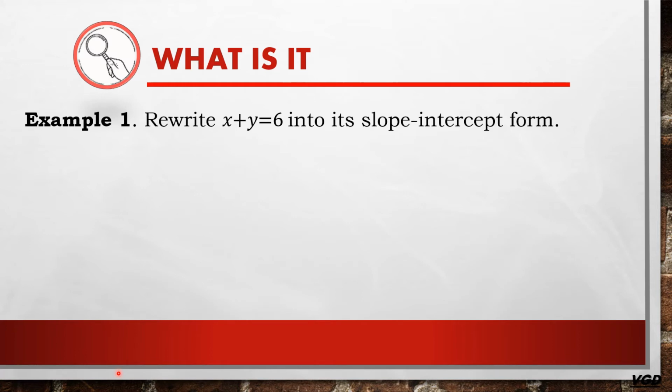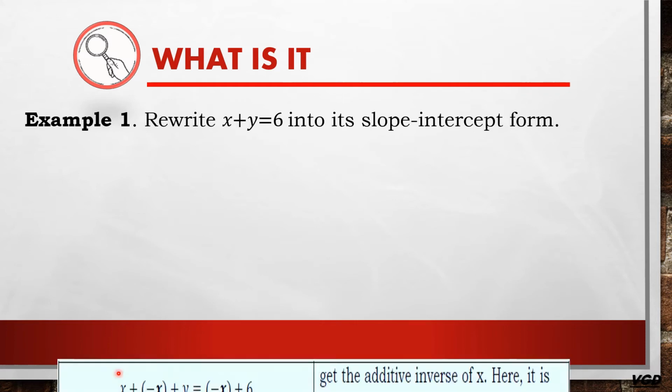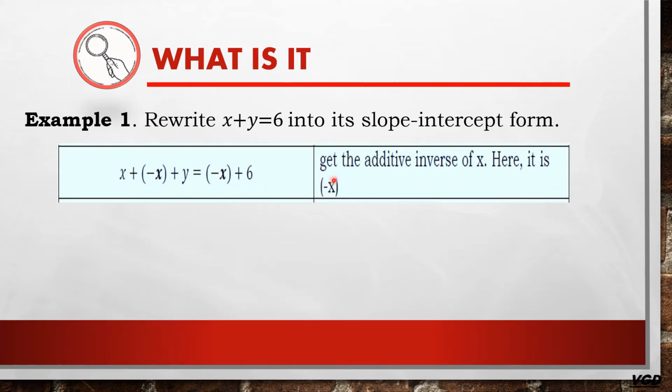So we have to rewrite x plus y equals 6 into its slope-intercept form. And take note, the slope-intercept form is in the form of y equals mx plus b. So the first thing that we are going to do is to get the additive inverse of x. Here, it is negative x. When we say additive inverse, as I have explained in the previous modules, it is the opposite sign of a certain variable. So in this case, the additive inverse of x is negative x.